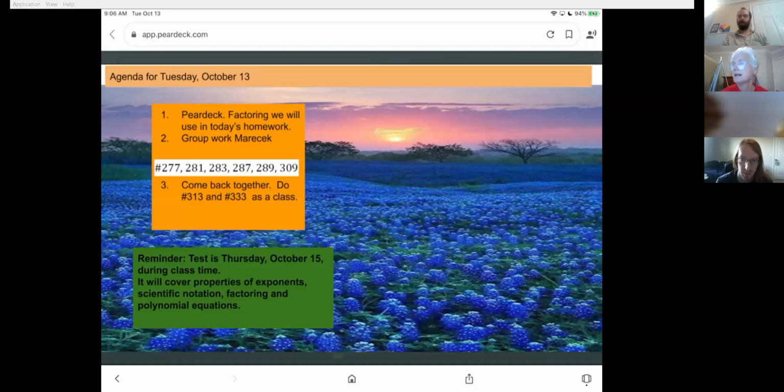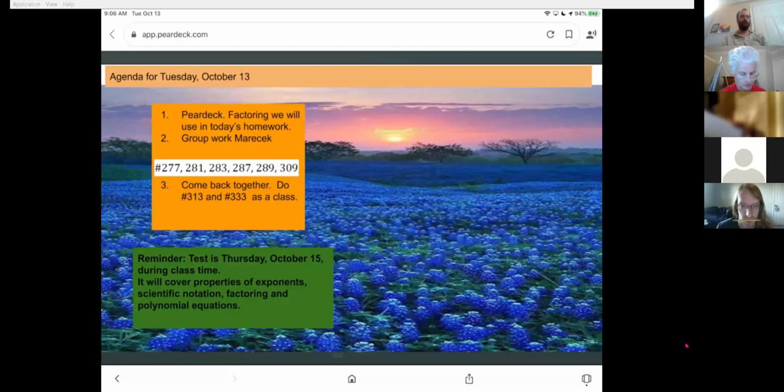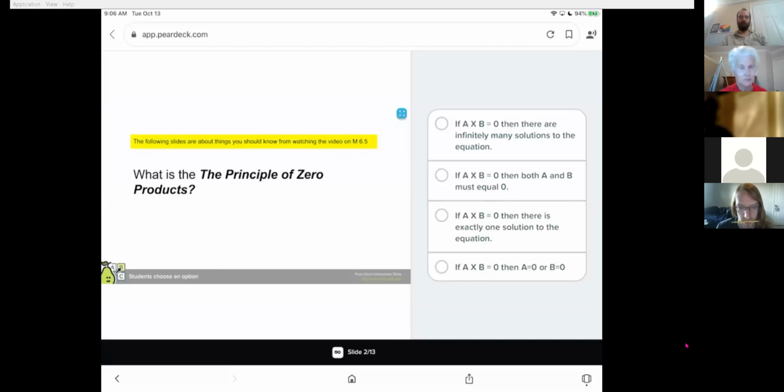Okay, can y'all see this slide? What's the principle of zero product? Yes, we can see it. Okay, cool. These first slides are all the things you should have gained from watching the video on solving polynomial equations.